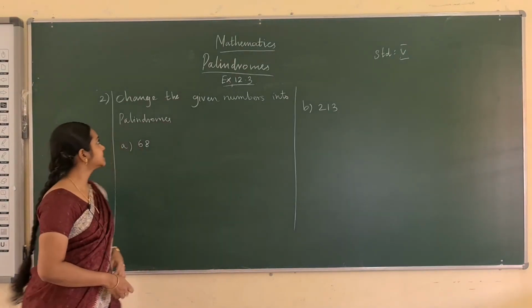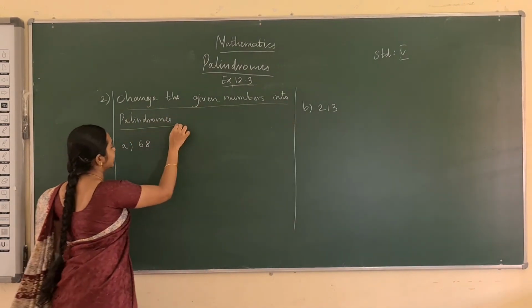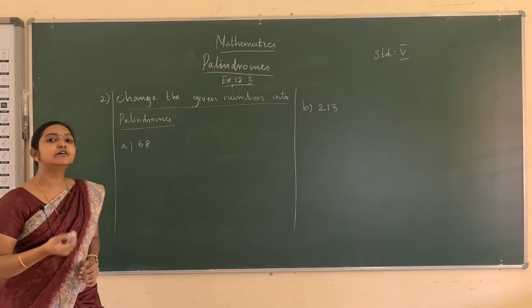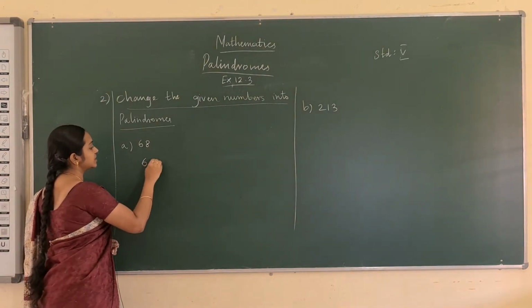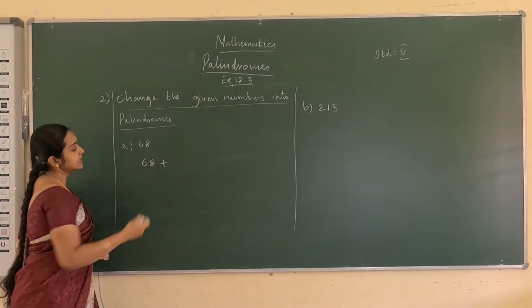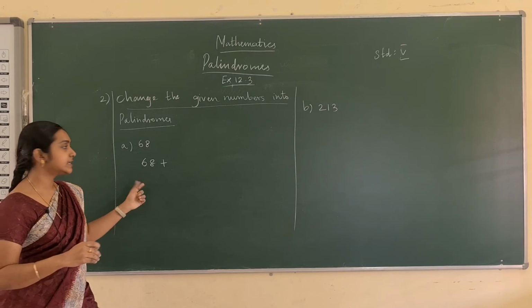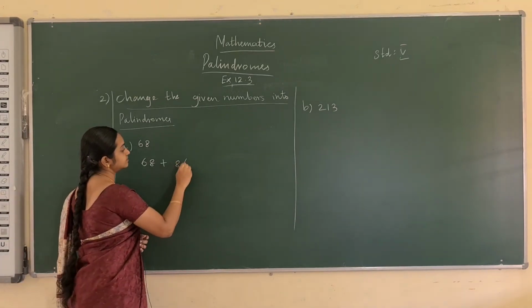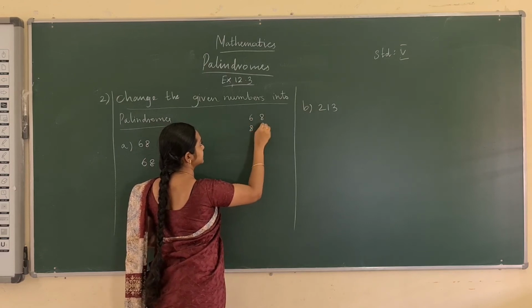The second question is: change the given numbers into palindromes. To change a number into its palindrome, the first step is we have to reverse this number. The original number is 68. With 68 we have to add its reversed number. So if we reverse 68, it is 86. Now add 68 and 86.